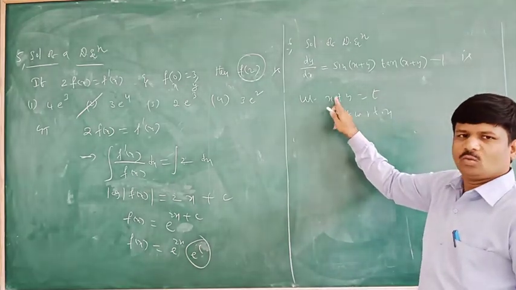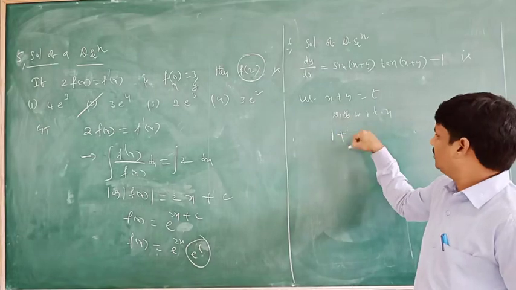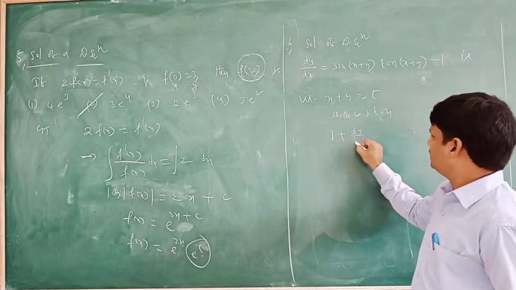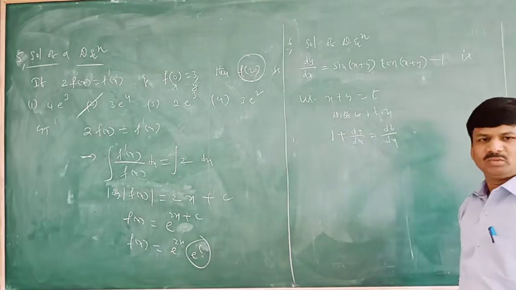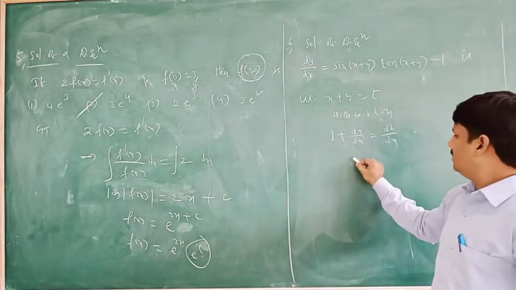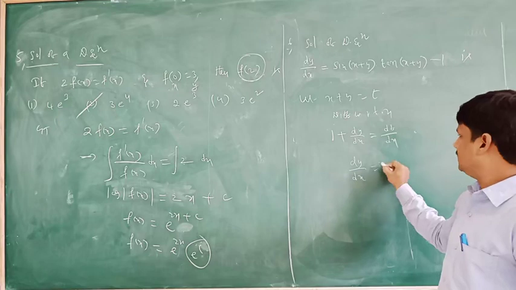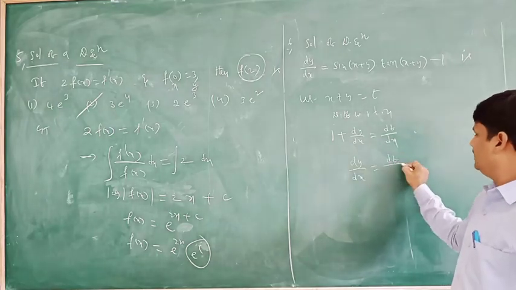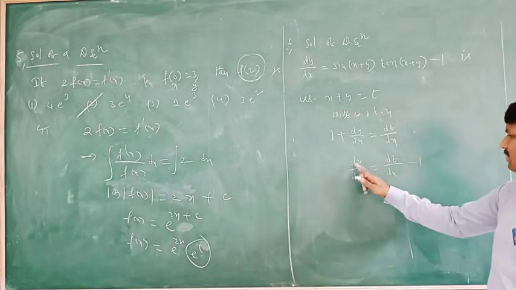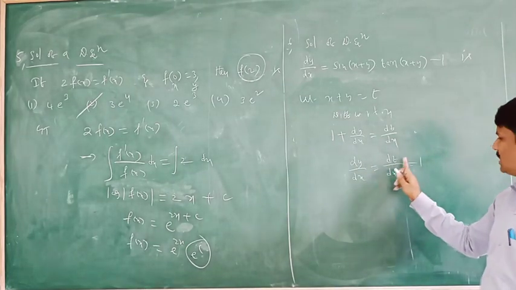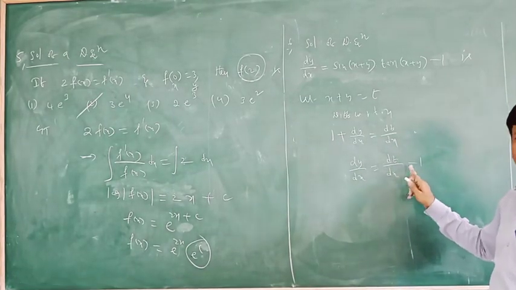Differentiate with respect to x. What will we get? 1 plus dy by dx is equal to dt by dx. Clear? Now, dy by dx is equal to dt by dx minus 1, transferring the 1 to this side. Clear? So in the place of dy by dx, we can substitute dt by dx minus 1.